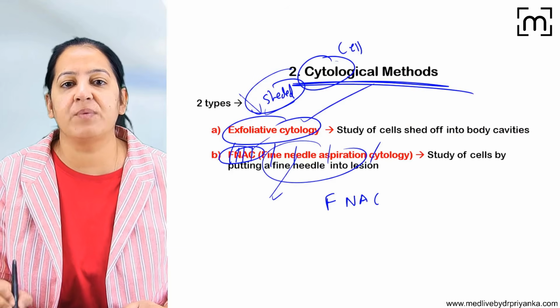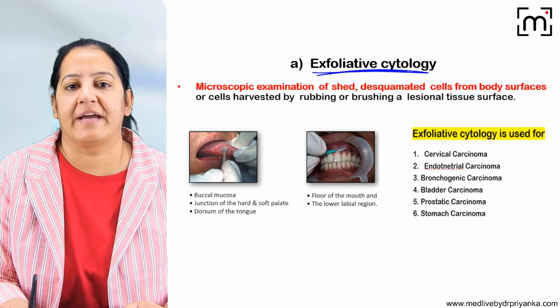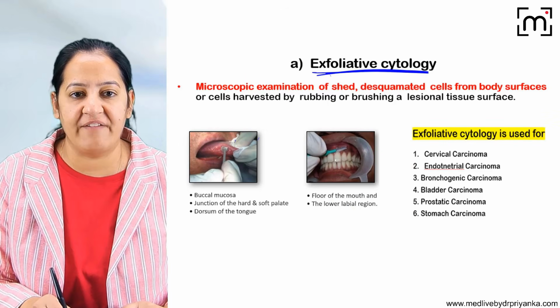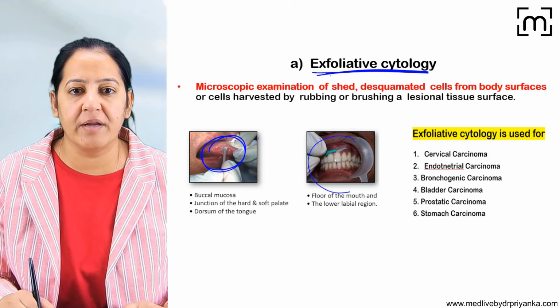So let's start with the first one, exfoliative cytology. Just suppose there is a patient having a tongue tumor, having a tumor in the oral cavity.